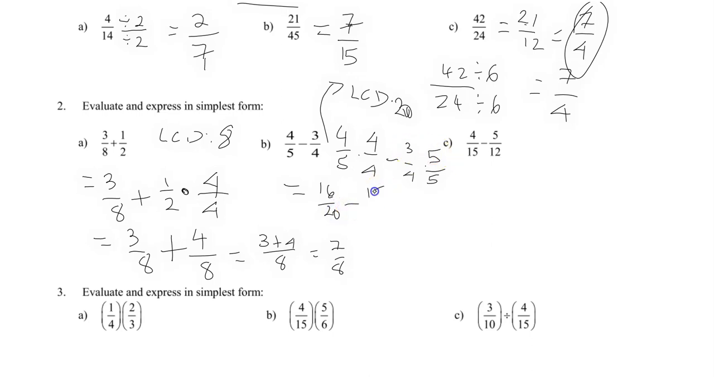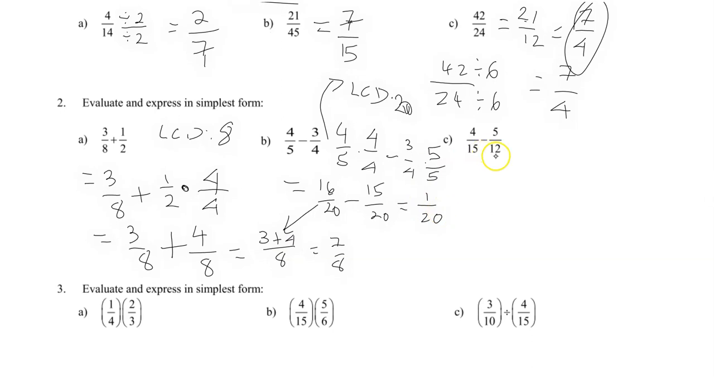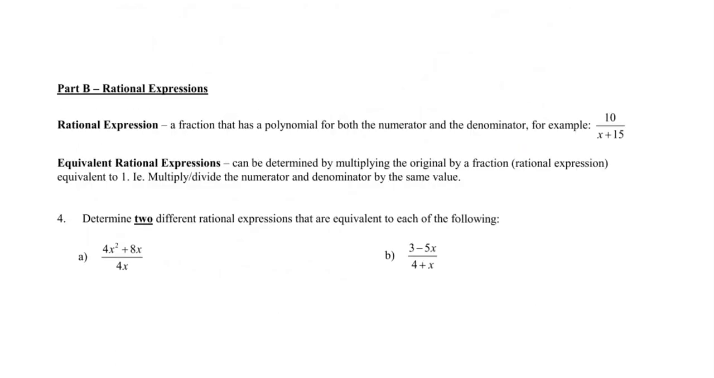Minus 15 over 20, and that's equal to 1 over 20. I don't necessarily need to combine them like this. I can just do that once we have the common denominator. 15 and 12. Now you could go 15 times 12, which is 180, and then use that as a common denominator, but it wouldn't be the lowest common denominator.